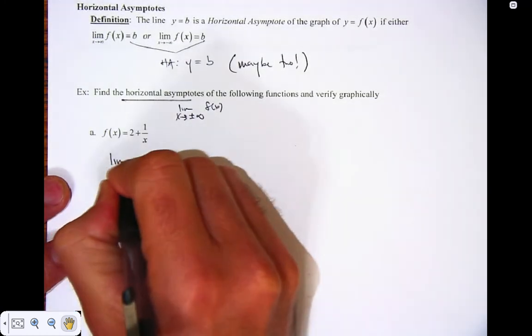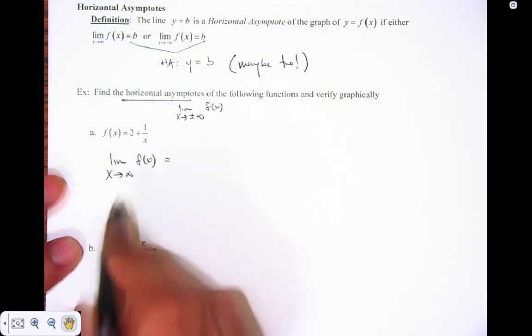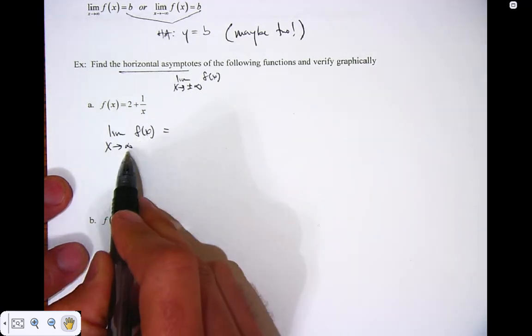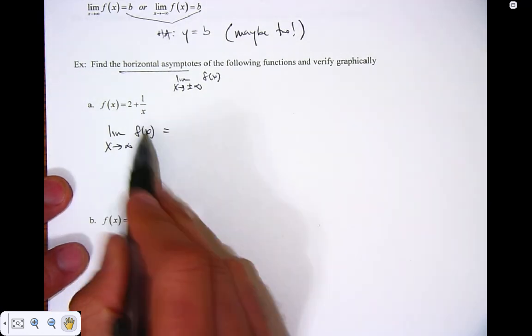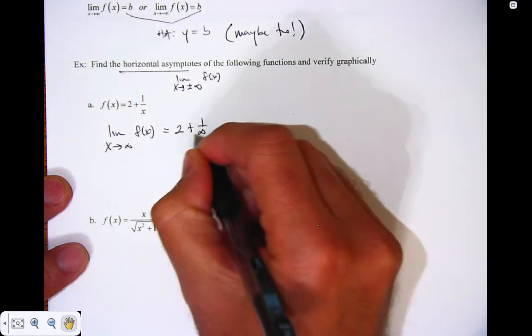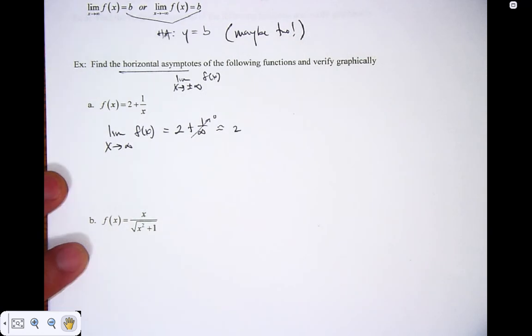Let's find first the limit as x approaches positive infinity of this function. First rule of limits, direct substitution. Figure out what happens when you plug in infinity. 2 plus 1 over infinity. This approaches a value of 0. And so we say 2 plus 0 is approximately 2, or a value of 2.